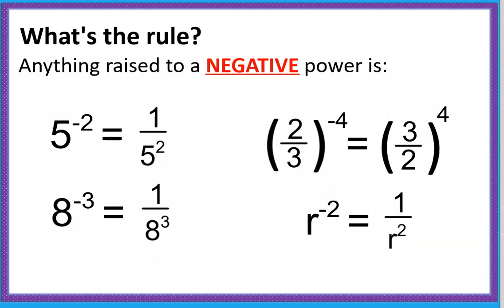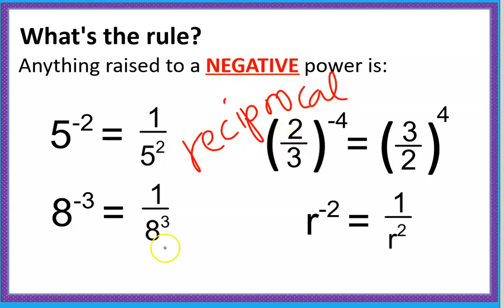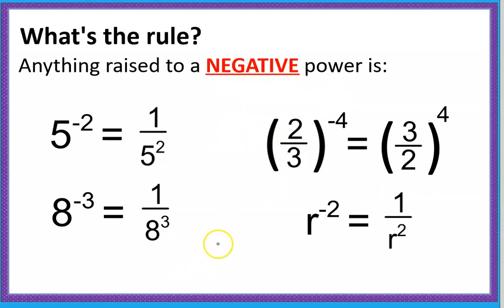Do you see what the rule is here? Hopefully you're noticing that anything raised to a negative power has to be flipped over. We call that a reciprocal. So if an item has a negative power, you take its reciprocal. And if a number isn't a fraction, which is typically what you think of when you think of a reciprocal, you simply put an invisible 1 underneath.